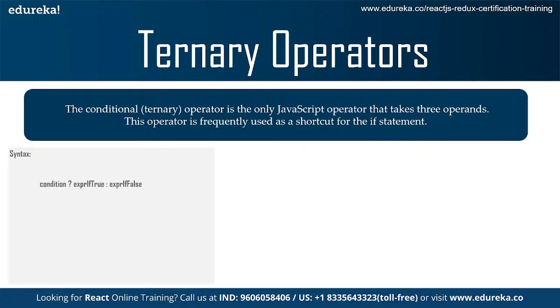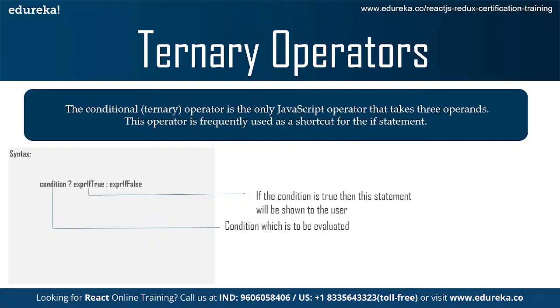We have a condition over here. This condition is to be evaluated with a question mark. So this question mark means if the condition is true or false. If it is true, then this statement will be executed. If false, then the other statement will be executed. So here the colon is the else part, the difference between the true and false parts.